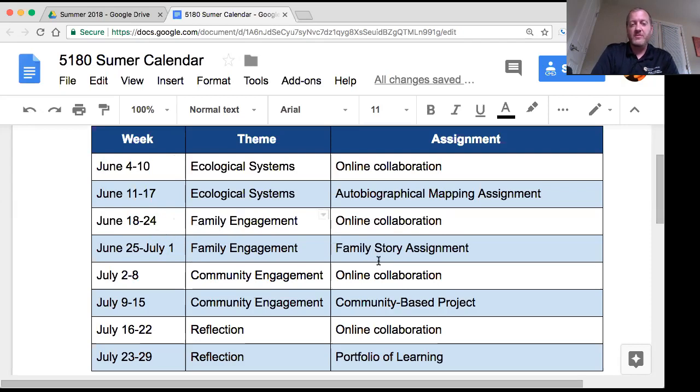You do need to interview a family. It is due July 1st. Ideally, you would interview that family June 25th, 26th, 27th, somewhere around there. If you have questions about that, please reach out to us. Leah is going to share our emails so you can ask those directly to us. The family story assignment closes the second 2-week arc, and then another 2-week arc opens up. It focuses on community engagement.